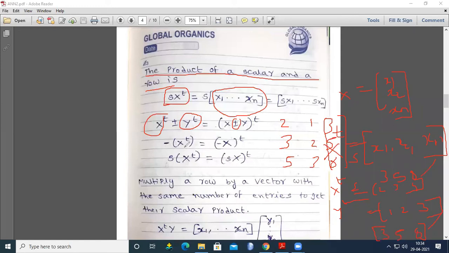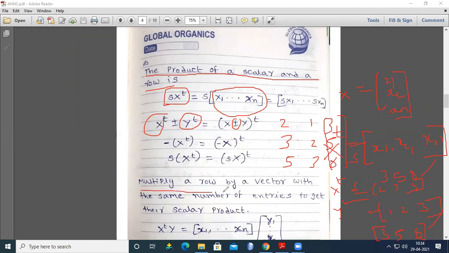So minus xt equals minus x whole power t. So scalar s times xt equals sx whole power t. That means first you convert into the row, then you perform the multiplication. So both are the same. So s into xt equals sxt. Both are the same.